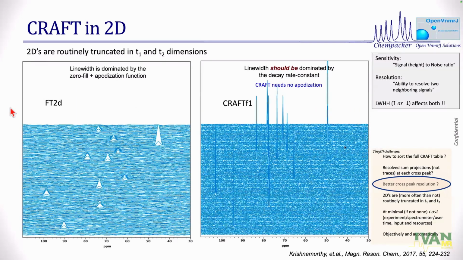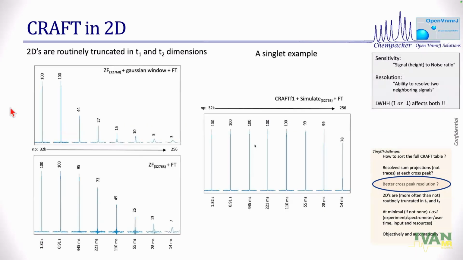So let's take a look at the results. This is published already, so I'm not going to focus on that. So here is the FT, that is a CRAFT F1, and that's the same vertical scaling factor and all that stuff. That's your CRAFT F1. Let's look at it from the quote-unquote sensitivity, right? Doesn't matter.